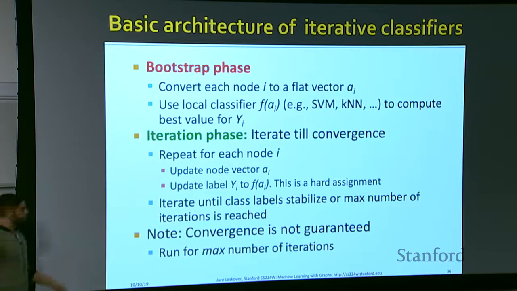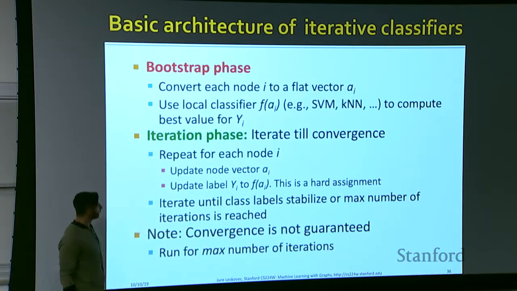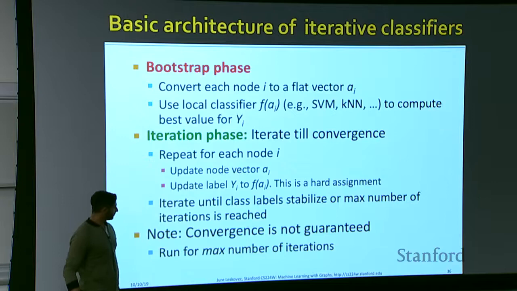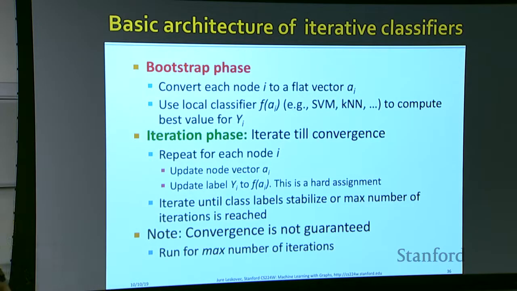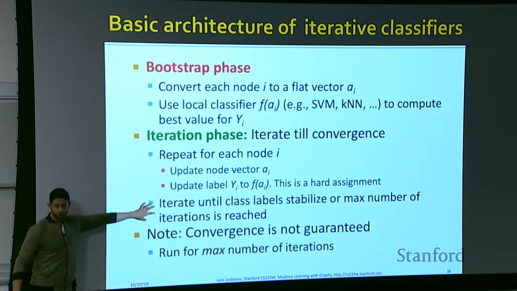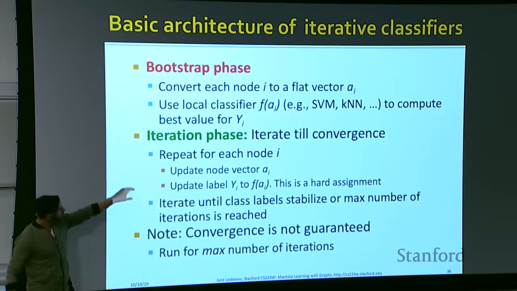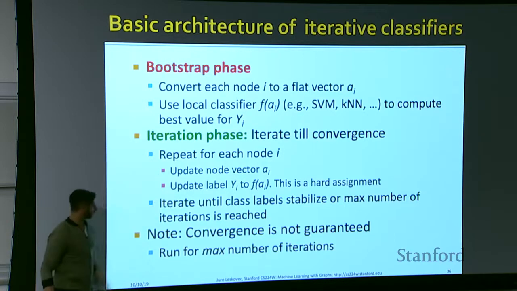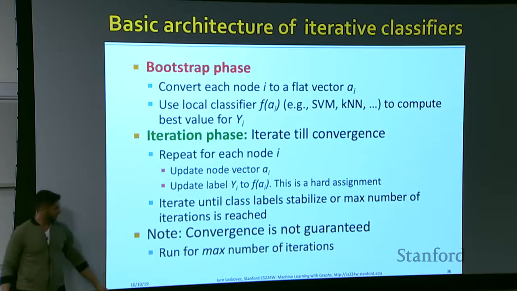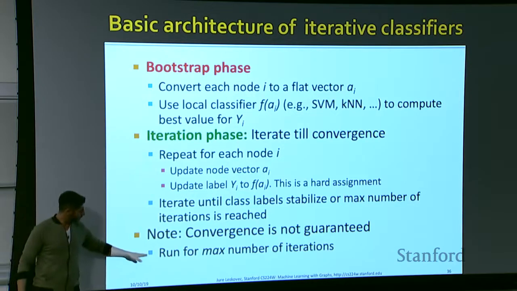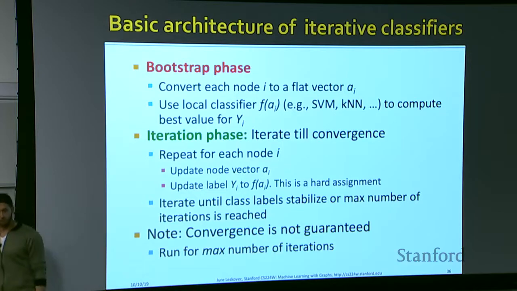Then in our iteration phase, we do the following. Again, we iterate until convergence, and for each node i, we update the node vector, and we update the label assignment, and then we iterate until the class assignment stabilizes, okay? This is very similar to what we did before with the relational classifier. The only key difference is that we're also using the feature vector, okay? Again, similar to before, convergence is not guaranteed. In the worst case, you're going to be running this for a maximum number of iterations. And I'll come to your question immediately.